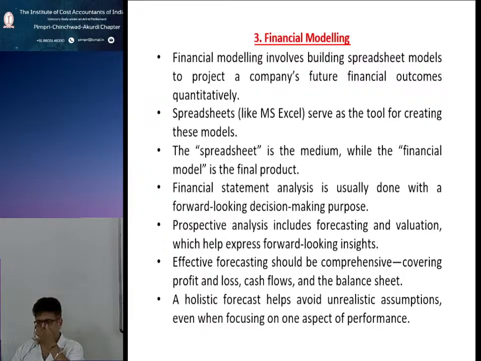Financial statement analysis is usually done with a forward-looking decision-making purpose. Prospective analysis thereafter includes forecasting and valuation, which helps express forward-looking insights and which are purely based on the financial statement analysis. Effective forecasting should be comprehensive, covering the profit and loss account, cash flows, and the balance sheet also. So a holistic forecast helps avoid unrealistic assumptions even when focusing on one aspect of performance.